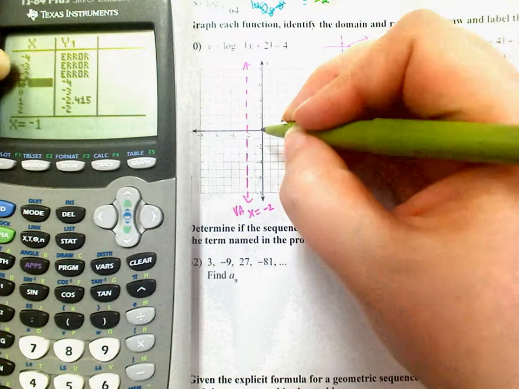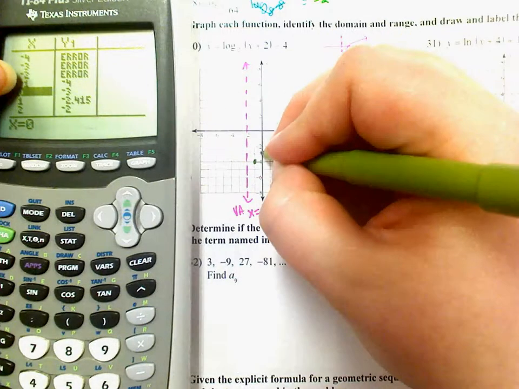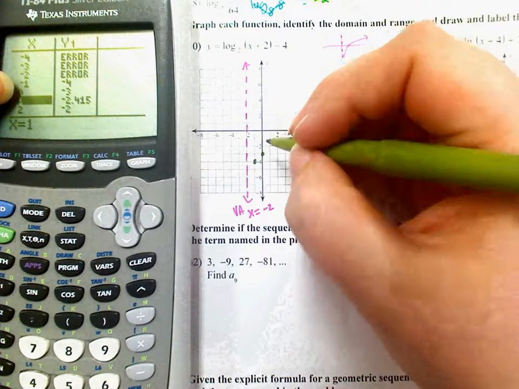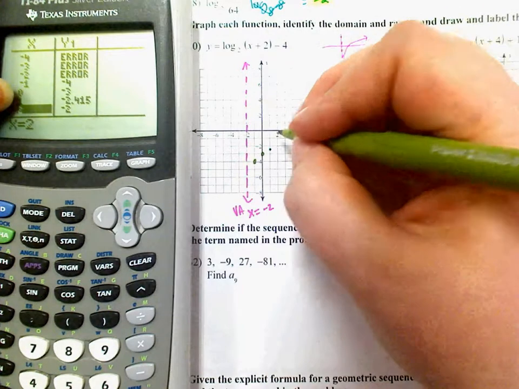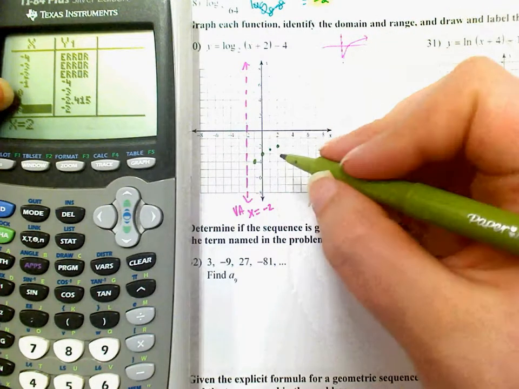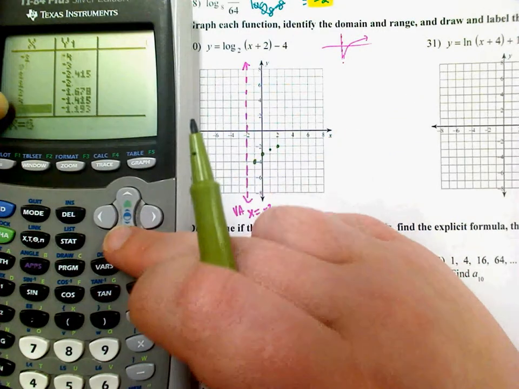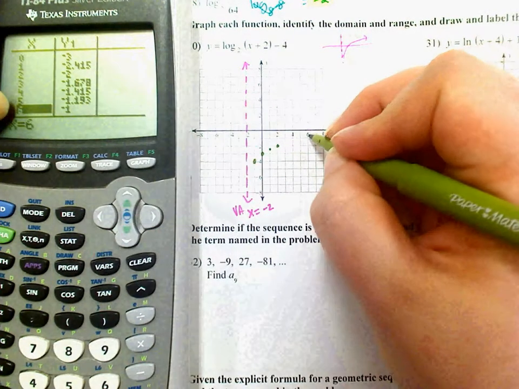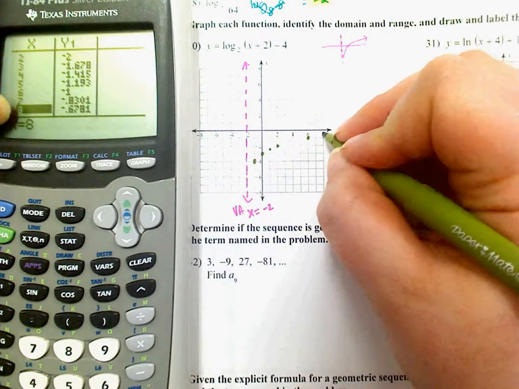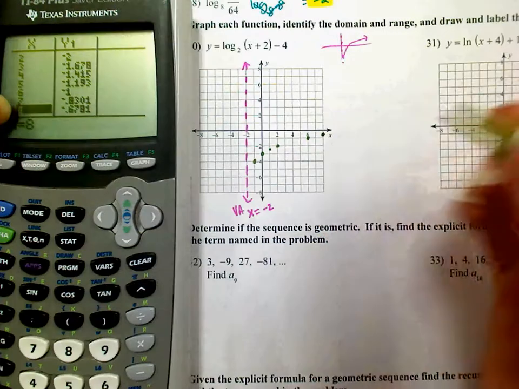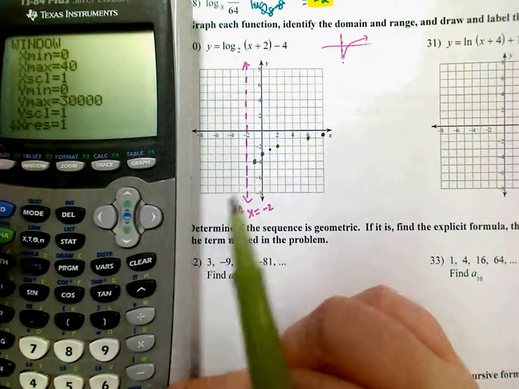So negative 1 is at negative 4, 0 is at negative 3, 1 is at negative 2.415, so right around there. 2 is at negative 2. So I want the first point, the next 3, any whole numbers you see, 6 is negative 1, and then always the last point to see where you end the graph. So negative 0.67, which is somewhere in there. So if I look at the graph, just kidding. Okay, I'm going to go zoom 6, just do a standard window.